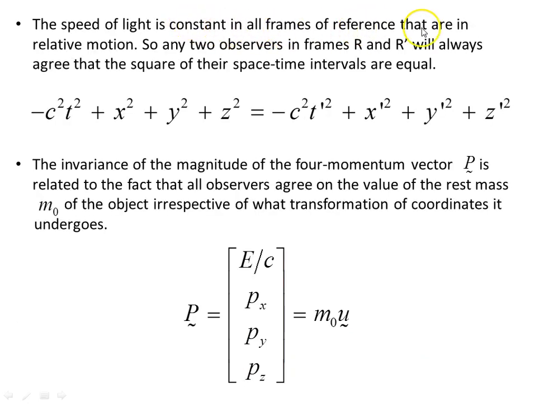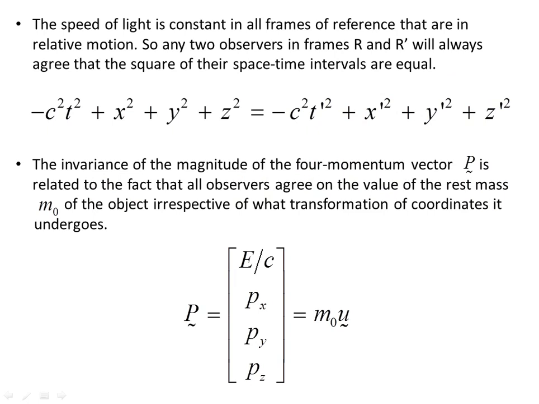Alright, the speed of light is constant in all frames of reference in relative motion with respect to each other, so any two observers in frames r and r prime will always agree that the squares of their space-time intervals are equal. Because all observers agree on the speed of light being the same in all frames of reference, this space-time interval works out to be the same for all observers in relative motion. And that's the square of the space-time interval that we saw on the previous page. An observer in the r prime frame will have these coordinates, an observer in the r frame will have these coordinates. Both will agree on the magnitude of this interval here, which is the square of the space-time interval.